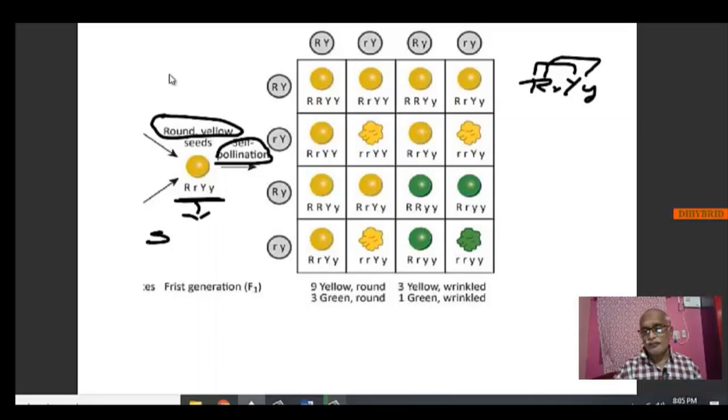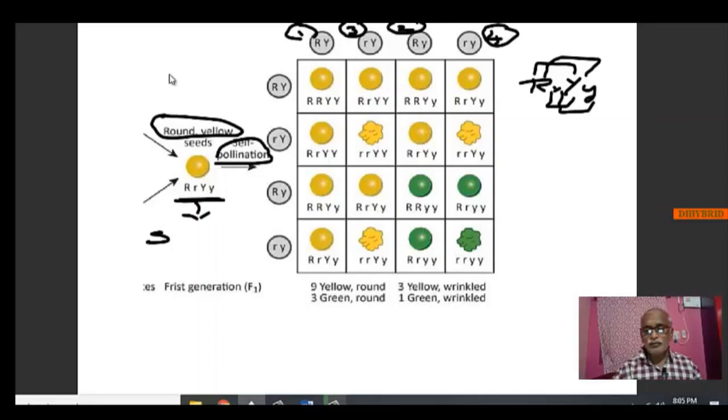So we have one gamete and we have another gamete. At the same time, the small r also can go with capital Y and also with that of small y. So we have 4 different types of gametes.